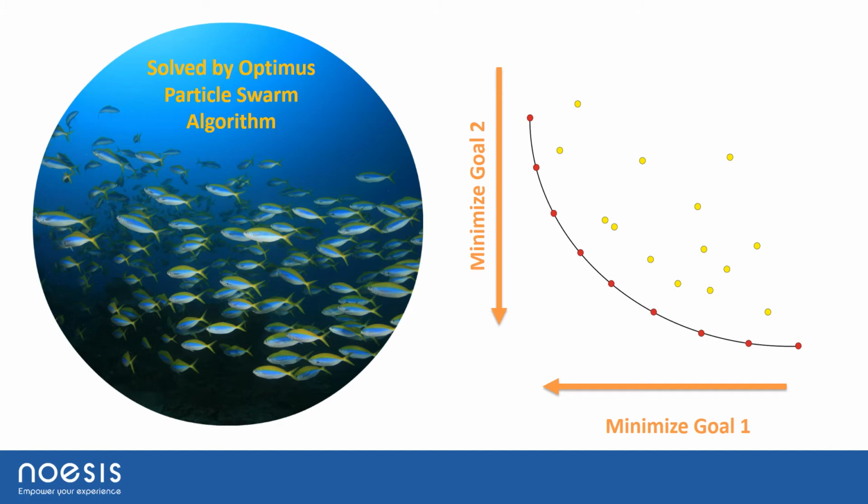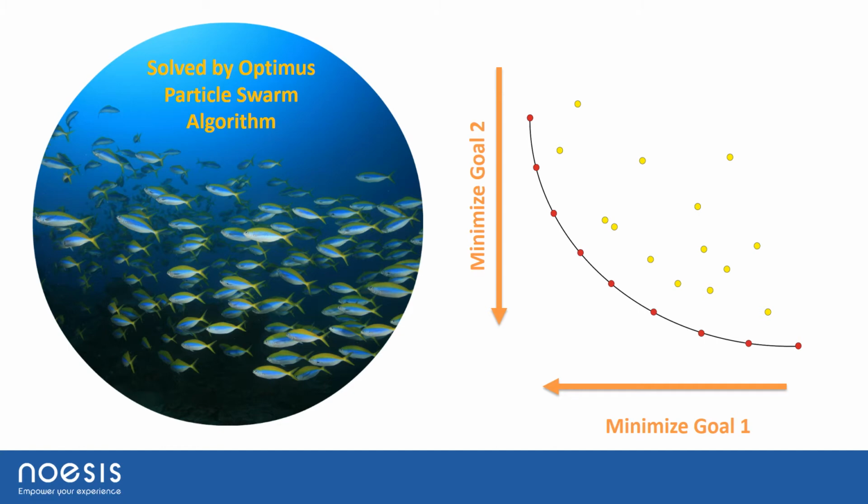With multi-objective, we mean we want to minimize goal 1 and minimize goal 2. And usually, when you do so, goal 1 and goal 2 are going to be opposite. So when you try to minimize goal 1, goal 2 is going to go up. And when you try to minimize goal 2, goal 1 is going to go up. So what we'll get as an output is all the optimal compromises.